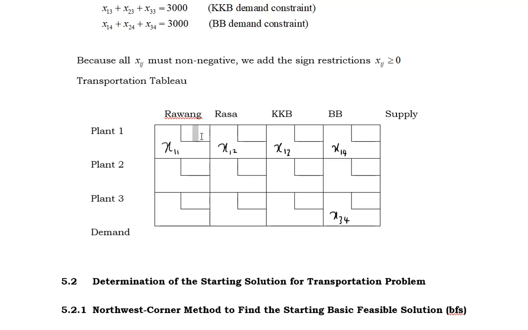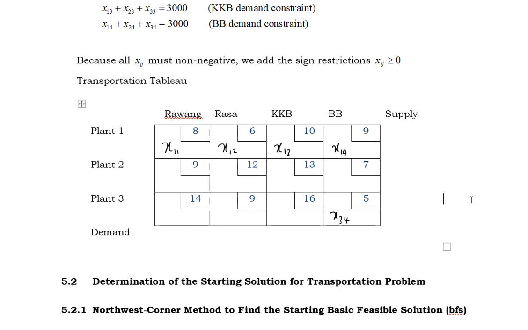And we write the shipping cost of the corresponding variable in the small square. We write 8 cents here in this small square. This is the cost to ship 1 kilowatt hour of electricity from plant 1 to Rawang. In this square, we write 6. Okay, we need to complete all small squares. Write the cost for every variable.